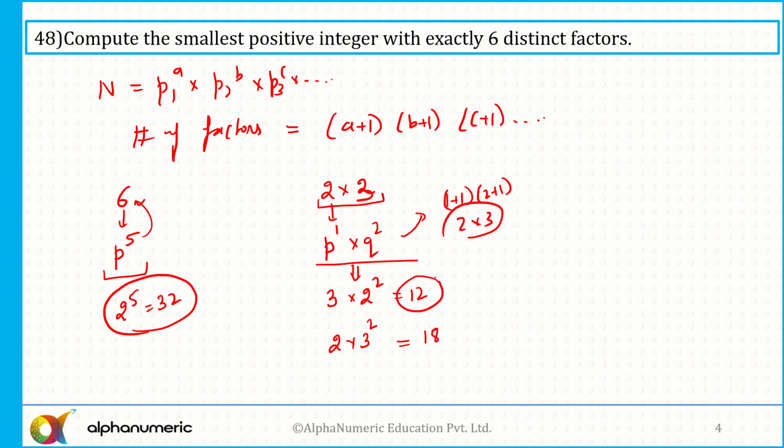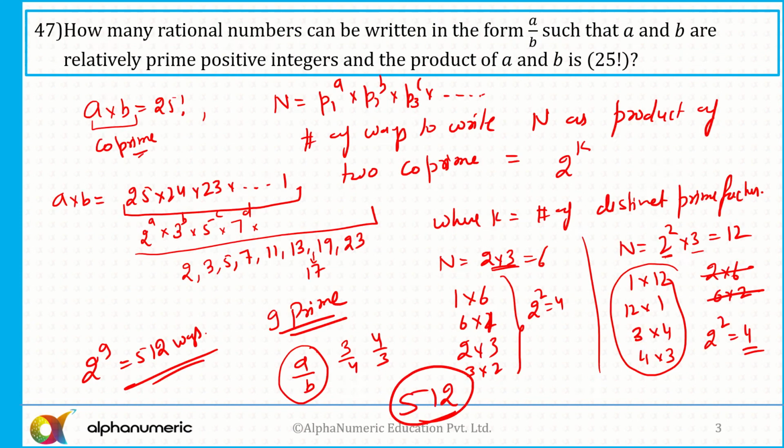12 is the smallest number. So the answer for this question is 12. So 12 is the smallest number which has got exactly 6 distinct factors. So I hope that this question is clear to all of you. And in fact, all the 3 questions are clear.